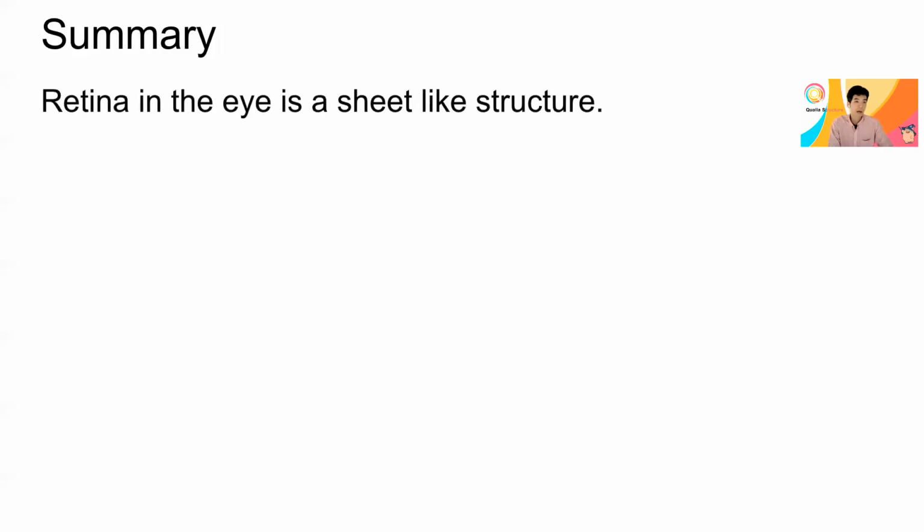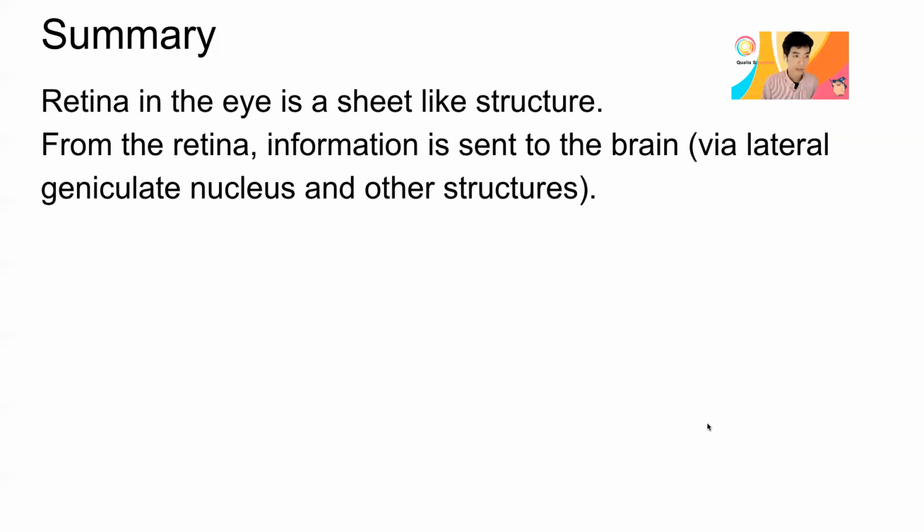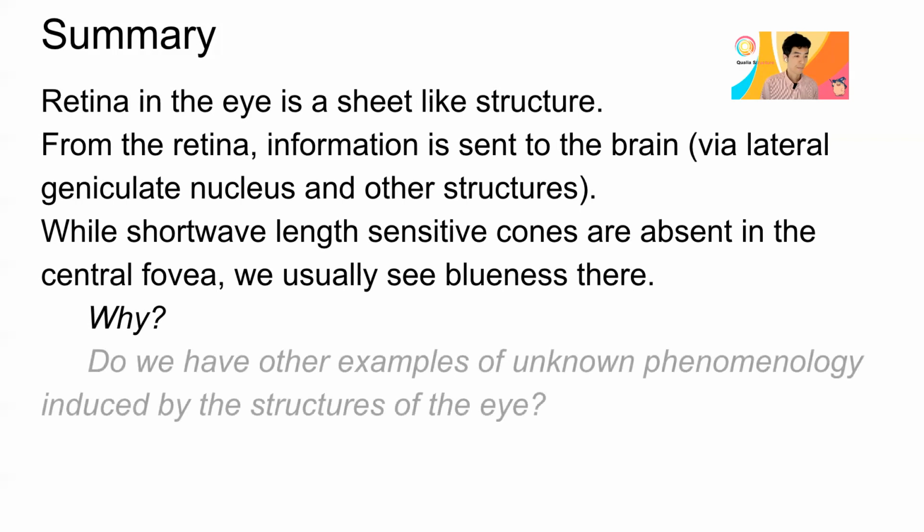This kind of demonstration or investigation of your phenomenology using afterimages is one of the most important techniques in consciousness research. All right, so in summary, the retina in the eye is a sheet-like structure, and from the retina, information is sent to the brain via the lateral geniculate nucleus and other structures that I'm going to talk about in the following weeks. And while short wavelength sensitive cones are absent in the central fovea, we usually see blueness there. And that's really weird. Why? You need to think about it.